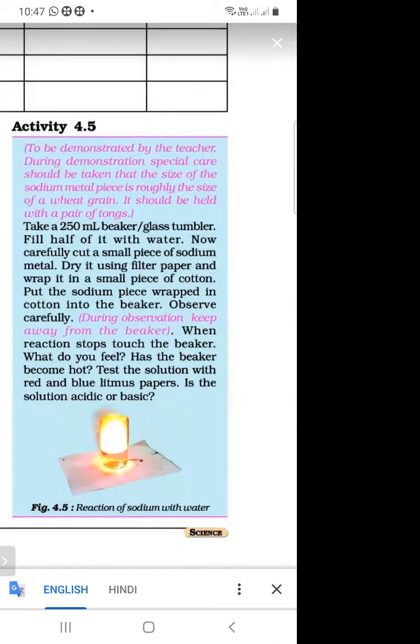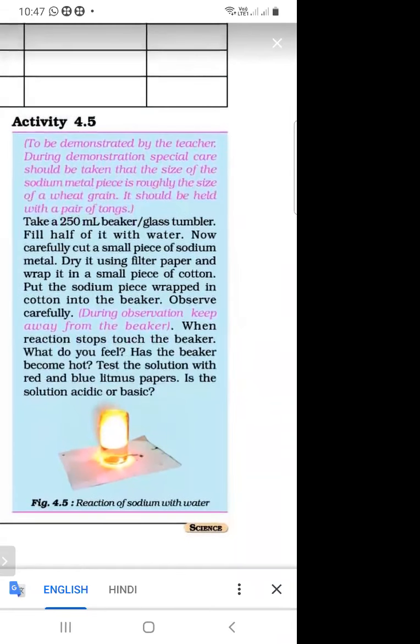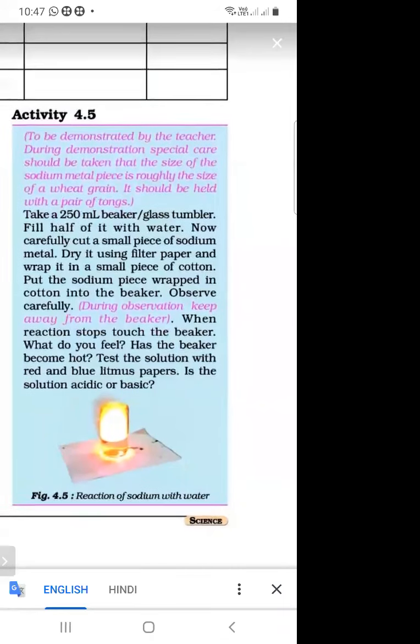And what is Activity 4.5? It is the reaction of sodium metal with water, a very important and very explosive reaction. And what is an exothermic reaction? A reaction in which a lot of heat is generated is called an exothermic reaction.